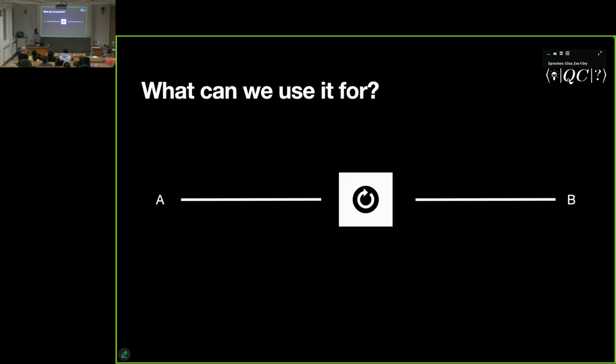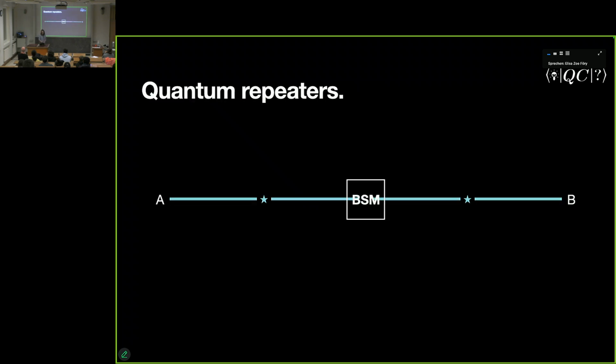Now, sadly, even though quantum mechanics offers us some nice things like superpositions and entanglement, there are also some downsides. For example, the no-cloning theorem, which means that we can't just take the photon that we want to send and clone it and multiply it. So that doesn't work. So what do we do instead? We basically do what we just described with the quantum teleportation.